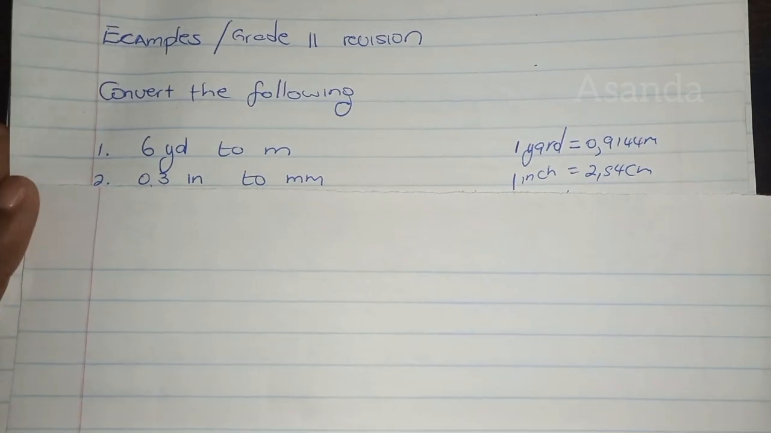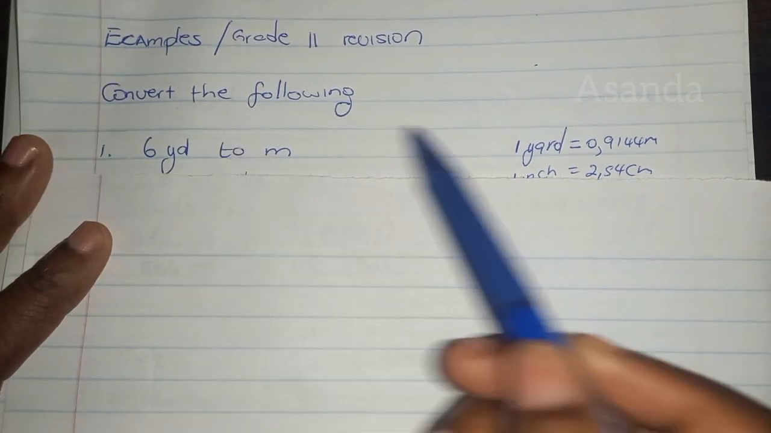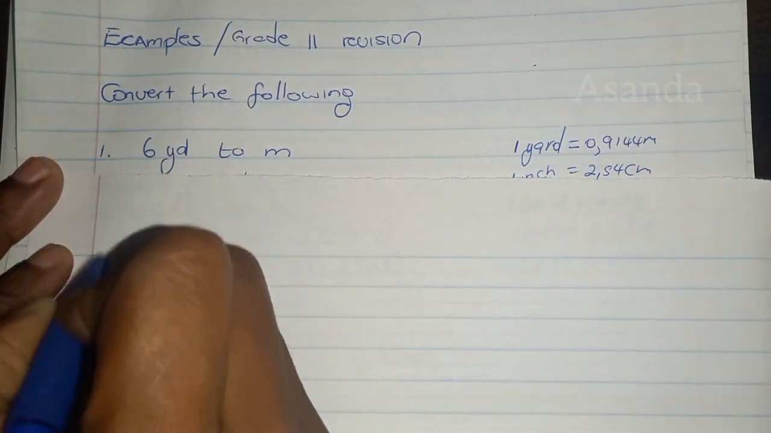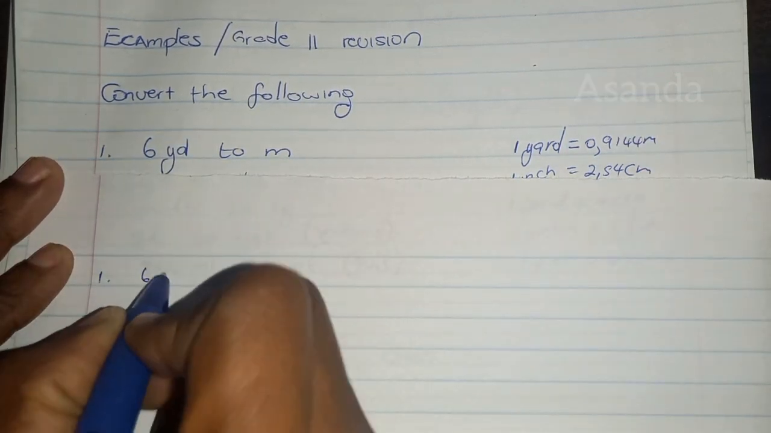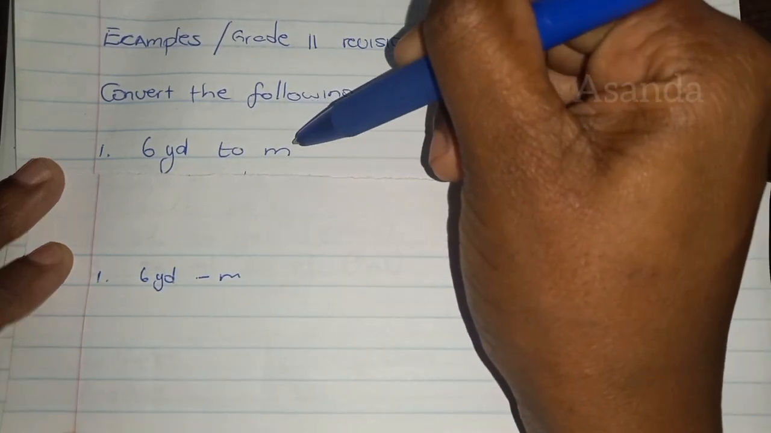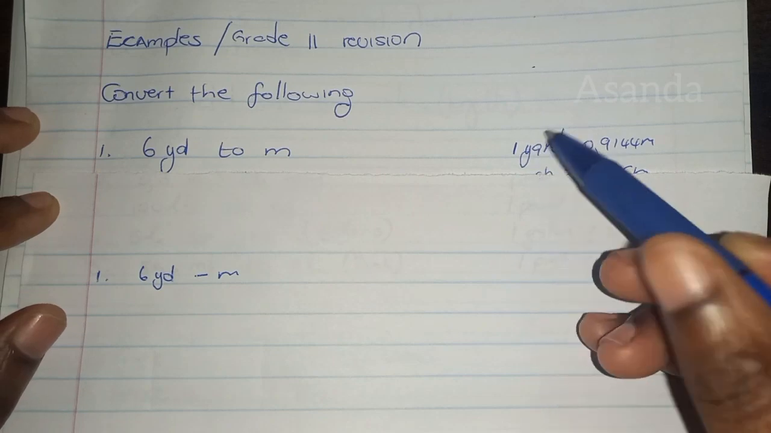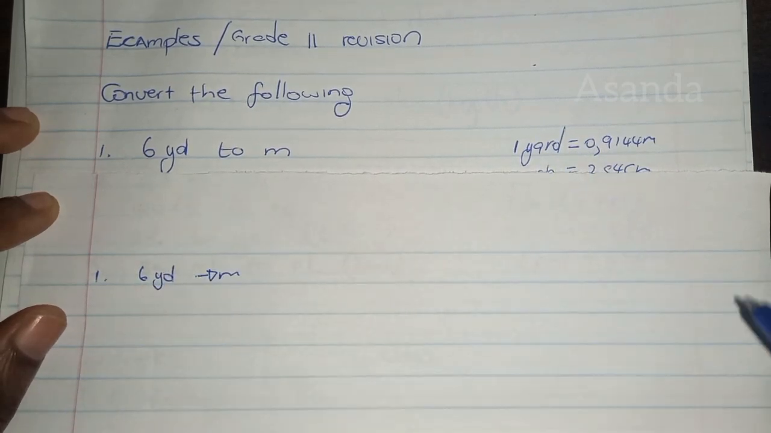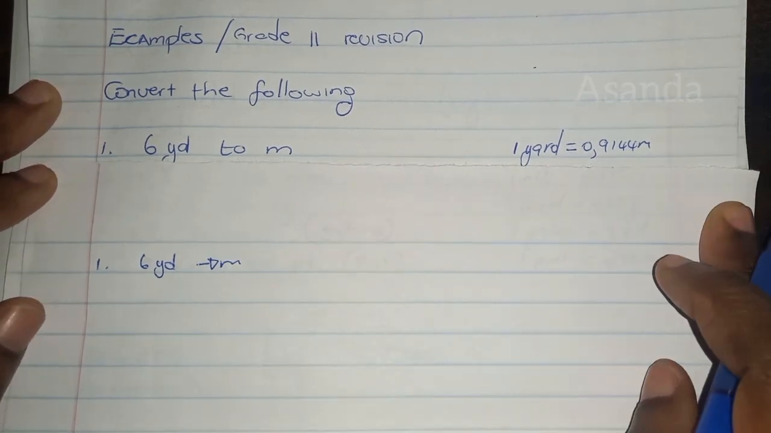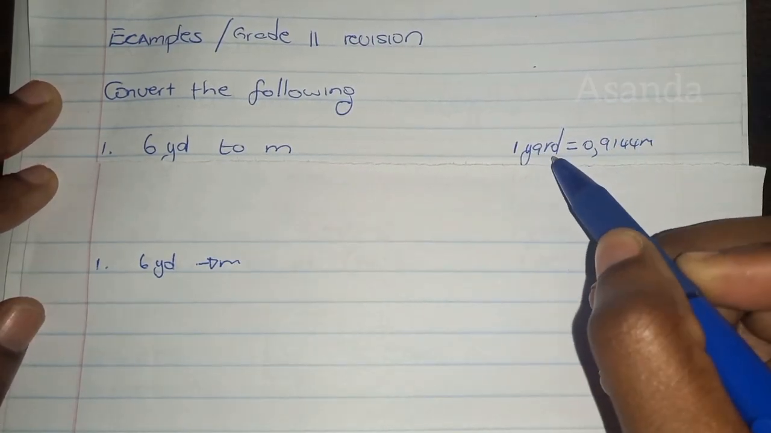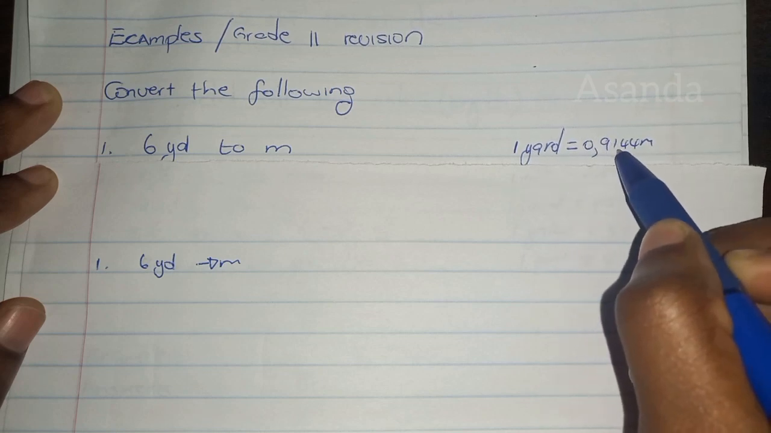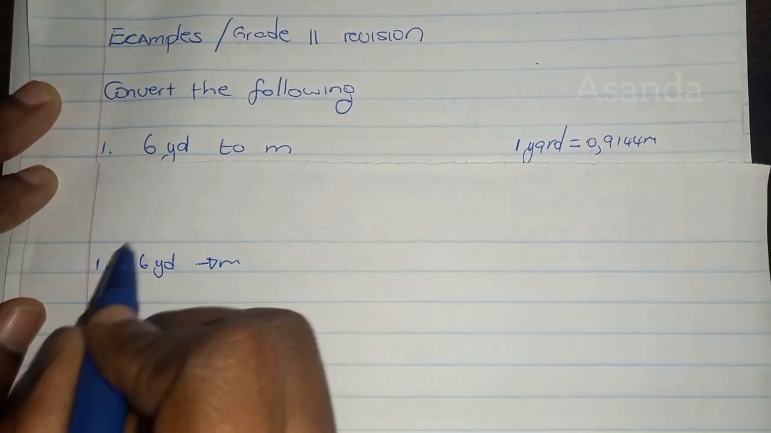So let's start with converting 6 yards to meters. When I'm answering these questions, I also write it down. It says I must convert 6 yards to meters. That way I don't have to keep going back and checking. Then I say all the way to meters, and then I go and find my conversion factor. In this particular one, the conversion factor says 1 yard is equal to 0.9144 meters.